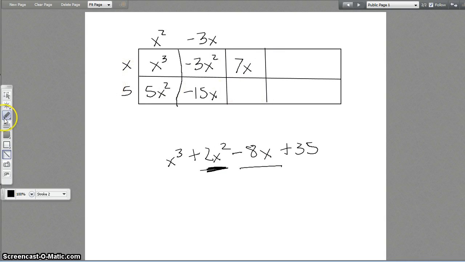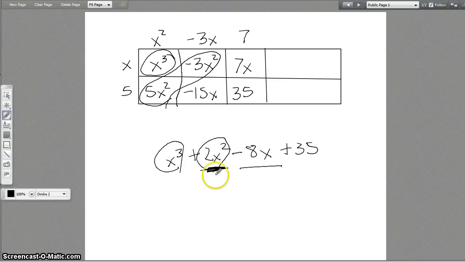What do we have to multiply by x to get 7x? Well, that has to be 7, and then 7 times 5 is 35, and you can see we end up with what we have down here. Here's our x cubed term, and then 5x squared minus 3x squared will give us 2x squared. Negative 15x plus 7x, that will give us our negative 8x. And then we have our 35 here.